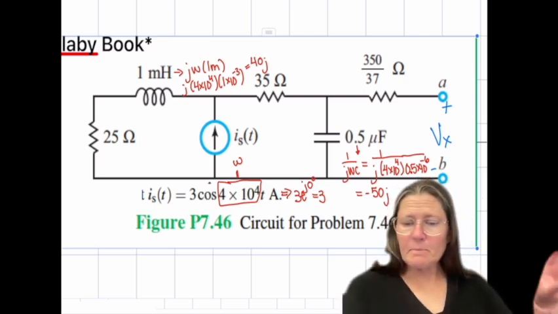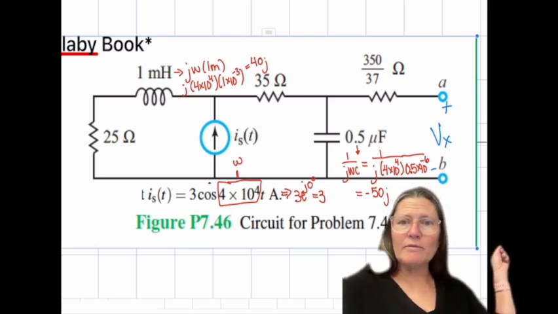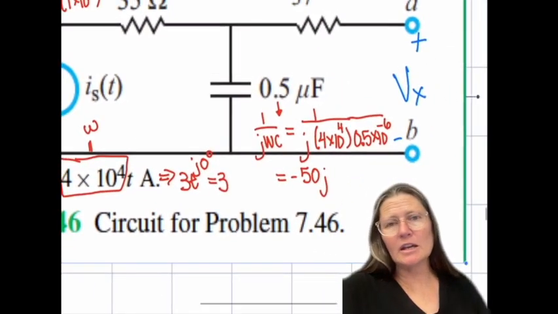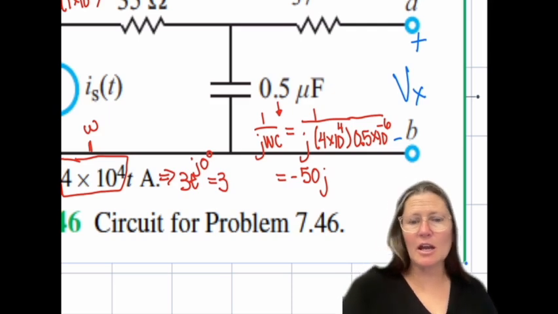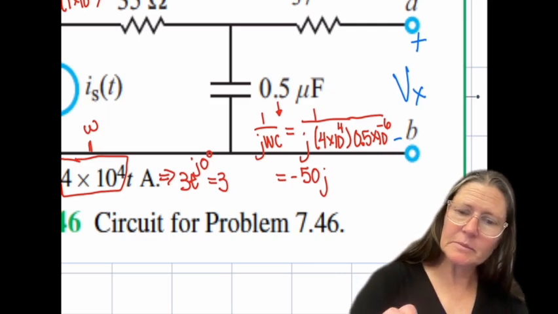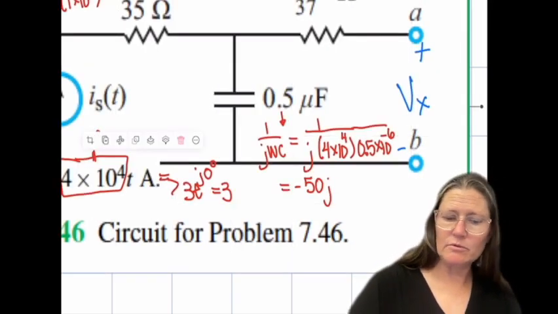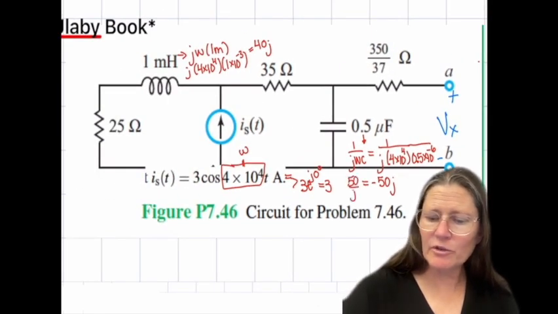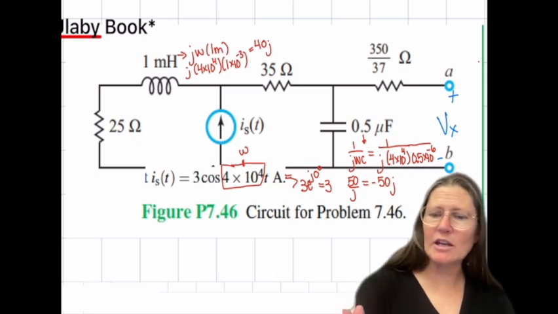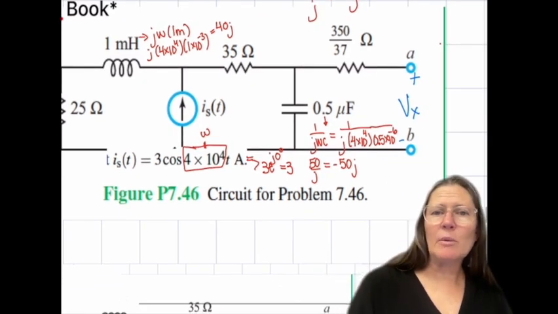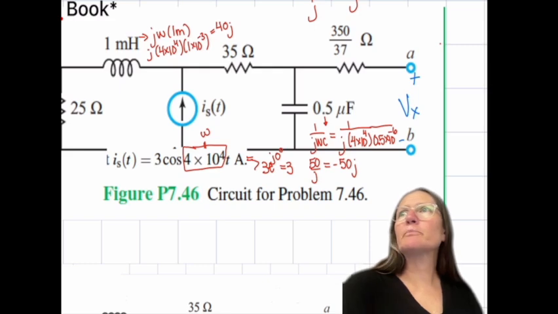For the capacitor, the 0.5 microfarad, that becomes 1 over J omega C, and then that multiplies out to be 50 over J. So that becomes 50 over J, and then remember the property of J is that 1 over J can become a minus J. So I bring that up to be a minus 50J. Any questions about these conversions?